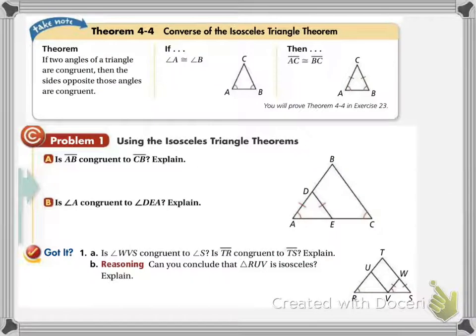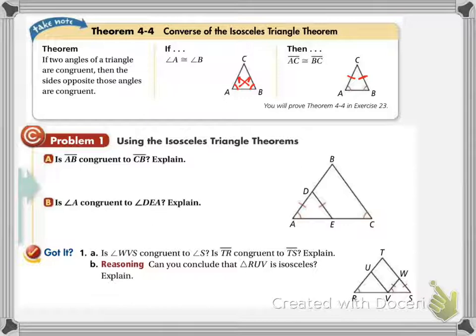The converse of this is also true. The converse of the base angle theorem, or the isosceles triangle theorem, simply says that if two angles of a triangle are congruent, then the sides opposite those angles are also congruent. So here, if angle A is congruent to angle B, then you can determine that AC is congruent to BC, because those are the sides that are opposite those two angles.